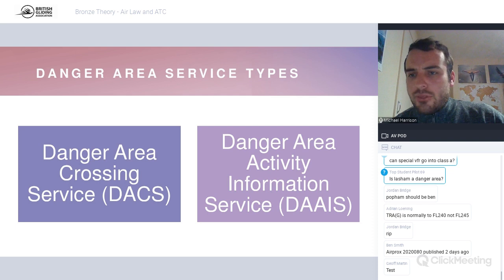I think only about 30% of danger areas in the UK have a danger area crossing service available, so it's not a huge amount. And you're not guaranteed to get one. They also will not keep you clear of other traffic. So it's not like controlled airspace where you'll be separated. You are still responsible for avoiding other traffic on that service. That will just keep you clear of the danger, which is firing or artillery firing or whatever it might be.